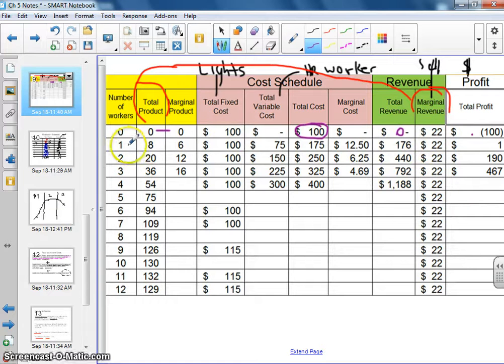If we get to 1 worker, we pull in $176. Again, we assume we're going to go ahead and sell everything we make. Our cost was $175. We made money. Not much, we made money. We broke even at $1. Second worker, we make $440 in revenue as compared to $250 in cost. We made $190 in profit. Last one here, third worker, $792. Cost $325 to run our company at that point in time. That's how we come up with profit of $476.